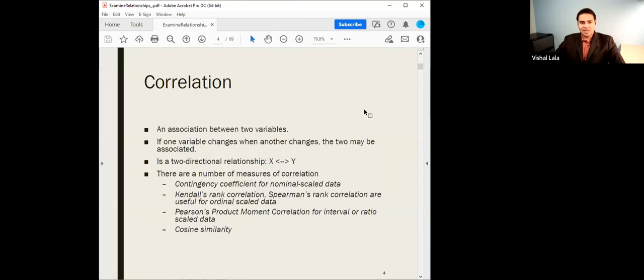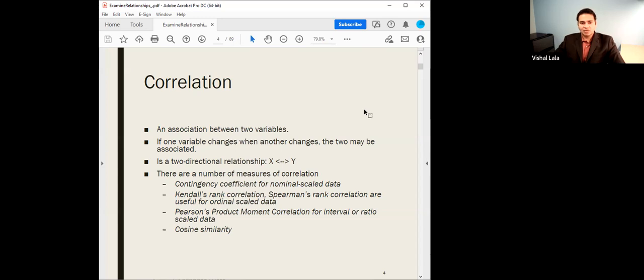Correlation is a measure of an association between two variables. If one variable changes when another changes, the two may be said to be associated. Correlation is a bidirectional relationship. It is typically indicated using a double-headed arrow to indicate there is no directionality to this relationship, or you can say it's bidirectional, that is, it can go either way.